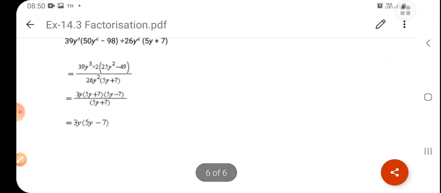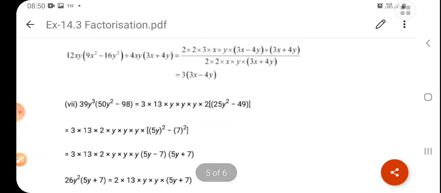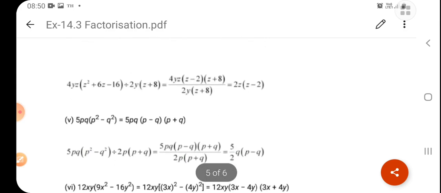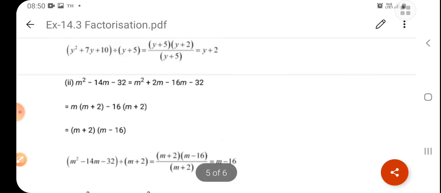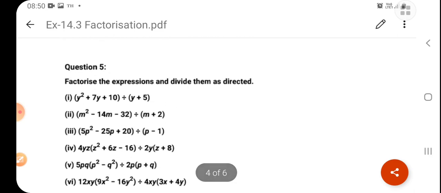Every question will use the same method. We will reduce them to the common factorization form, factor the first term, that is the numerator, and divide by the denominator, and cancel out the common terms. In this way we will solve exercise 14.3.